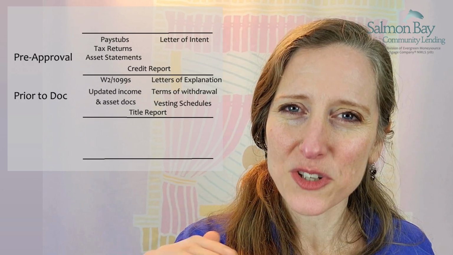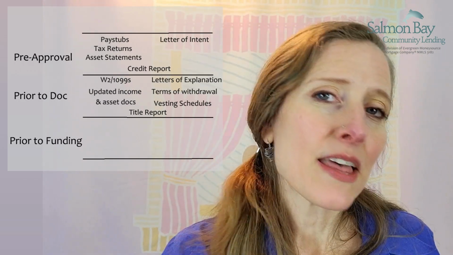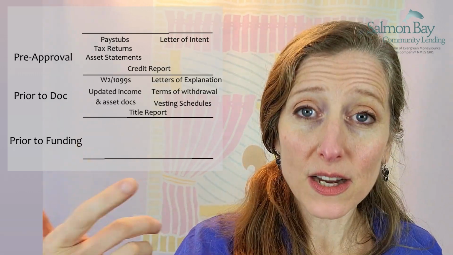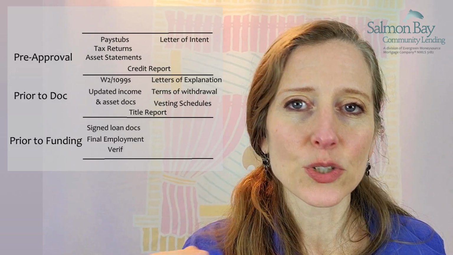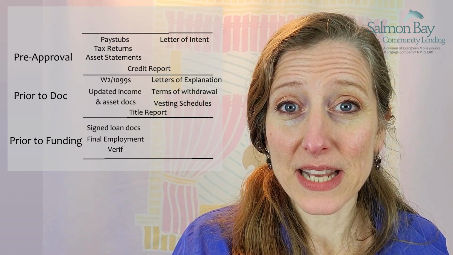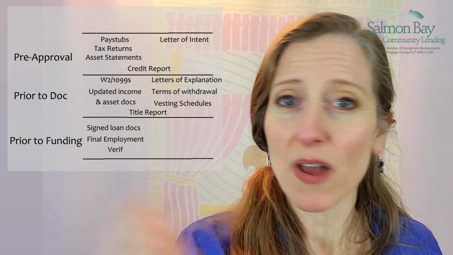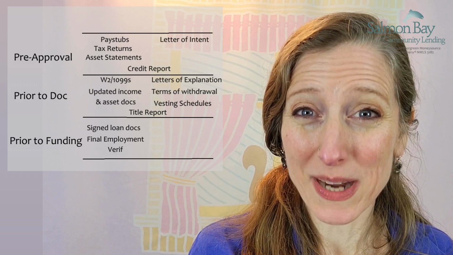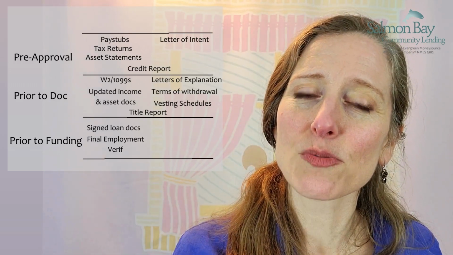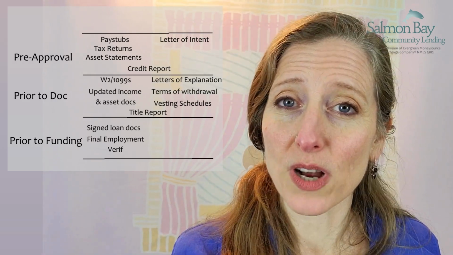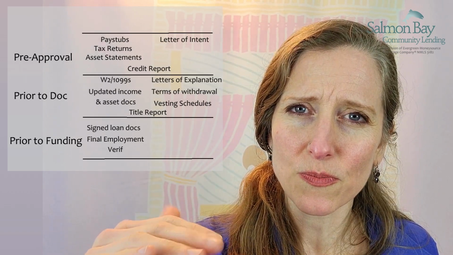The last milestone and category is prior to funding. These are conditions that weren't required to get the docs out, but they are required to fund the loan. These include typically updated verification of your employment, updated documentation that all the money has moved the way that we expect it to throughout the transaction, and any other conditions that the underwriter might have asked for in the process to clarify your situation. So those are the 3 milestones.